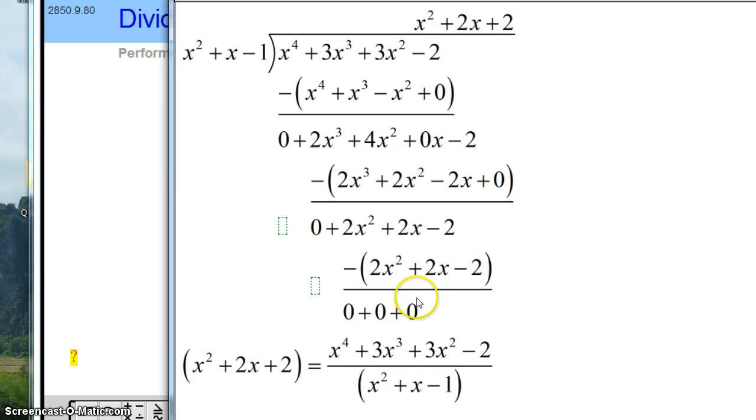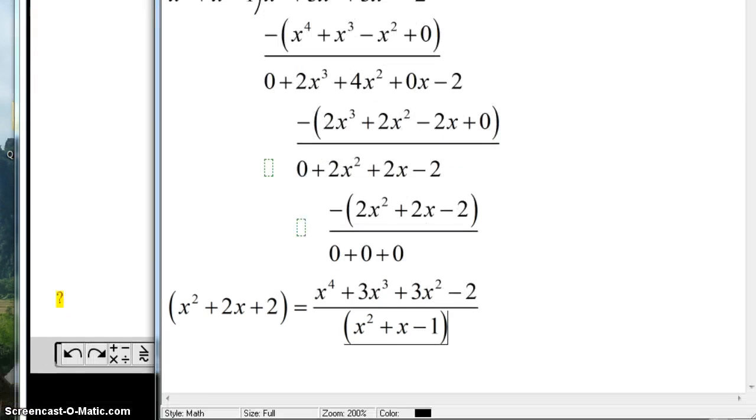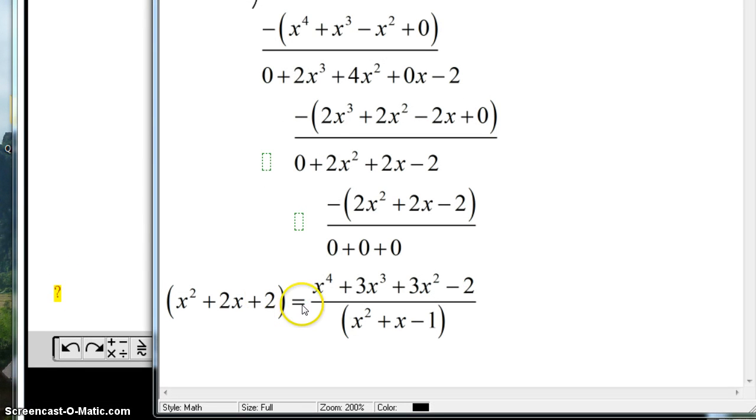I hope you can see that polynomial long division is a good tool in helping us to factor things. Sometimes we'll get a remainder and that will tell us it's not a perfect factor, but in this case we got 0 as a remainder, and that tells us this is a perfect factor of this, and the product of these two equals that. We just had that.